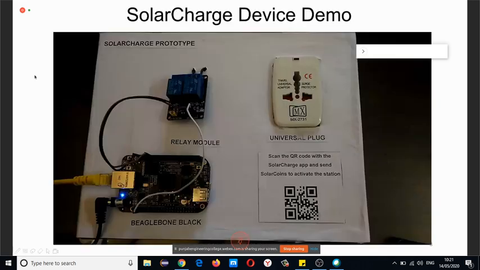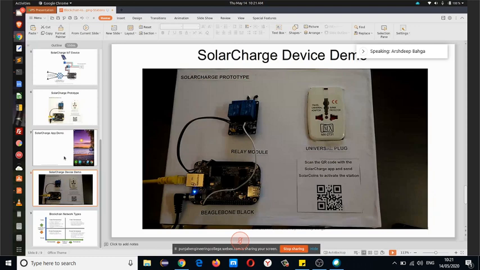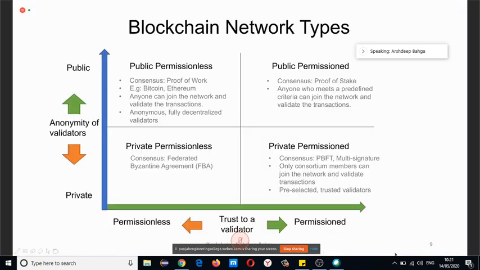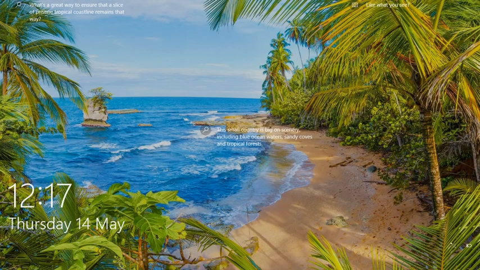So we'll look at some implementation details. Before that, I would like to discuss one more important aspect of blockchain network types. As we see here, there are two dimensions. Blockchain networks can be permissioned or permissionless, and on the other dimension we have public and private. That's something interesting, right? And we'll get more into it as we progress forward.